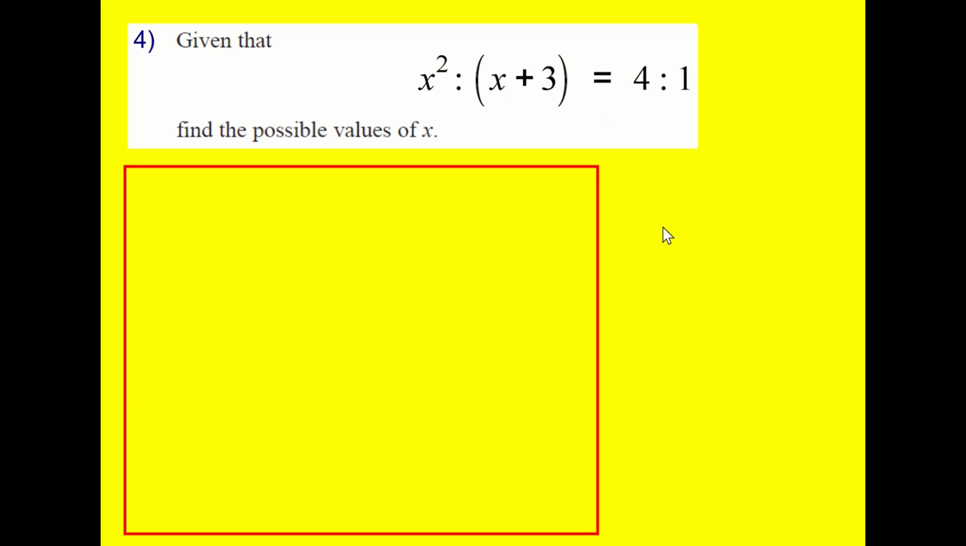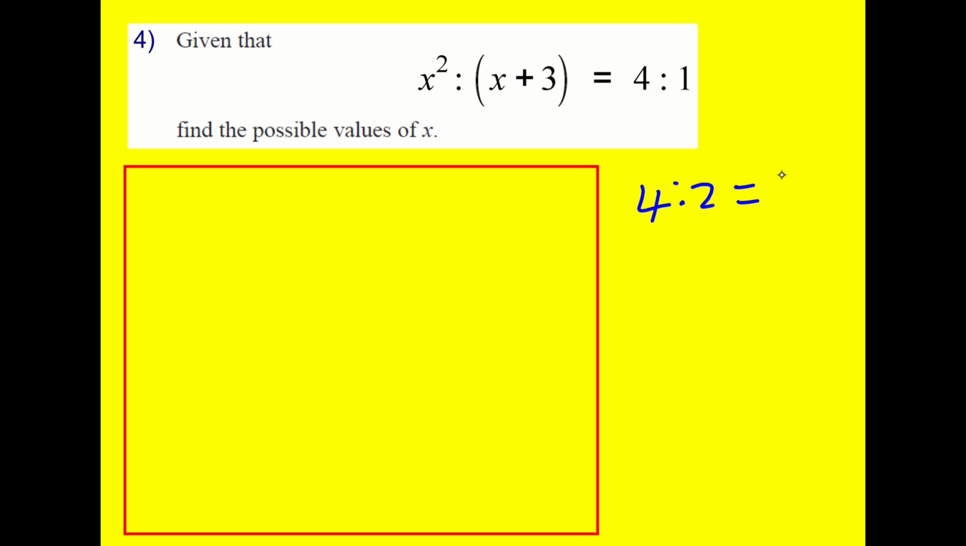Bringing ratios back in now. Can you figure out how to deal with this one? We've got x squared to x plus 3 equals 4 to 1. Find the possible values of x. I'm going to talk about this one, just like if you're not sure how to start, because I'm going to remind you about a few things.